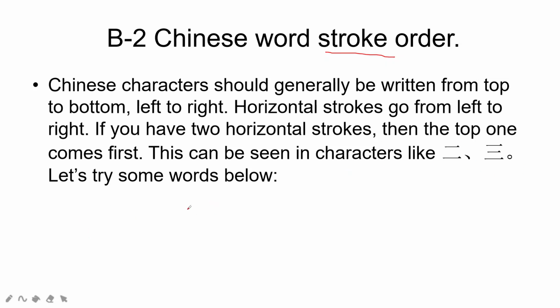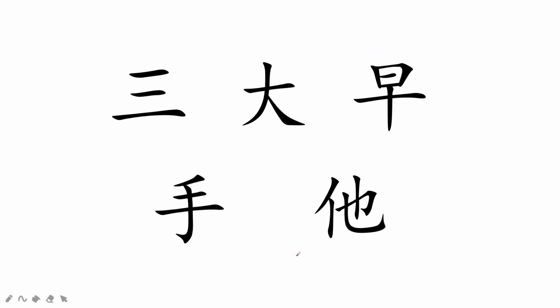This can be seen in characters like this one. Let's try some words below. When you see these two, this is two in Mandarin. How do we write this word? The horizontal line goes left to right, top first, after that the bottom. These three also: horizontal lines left to right, write the top first, then the middle and bottom. Let's try a few words. These words: 1, the stroke order, 2, 3. And this is ta, meaning big. So the horizontal line, left first, after that right.